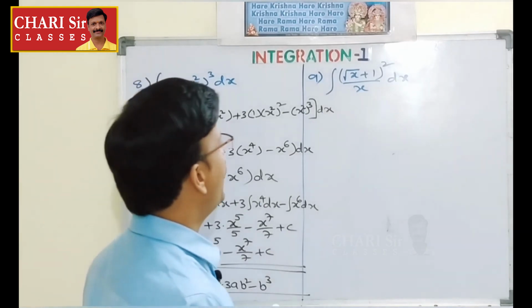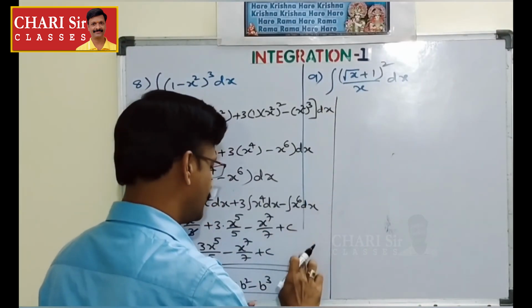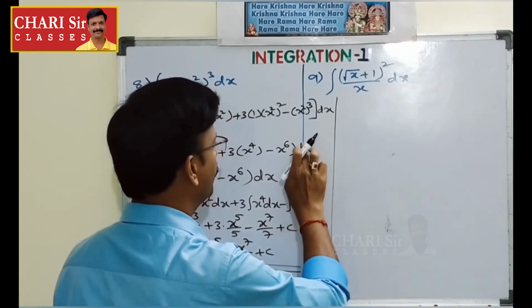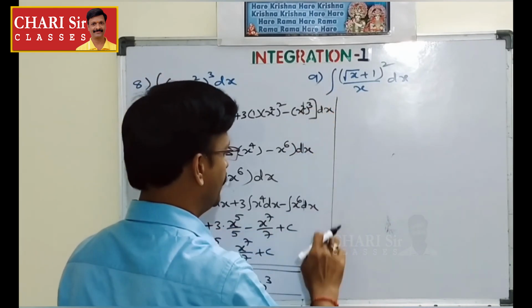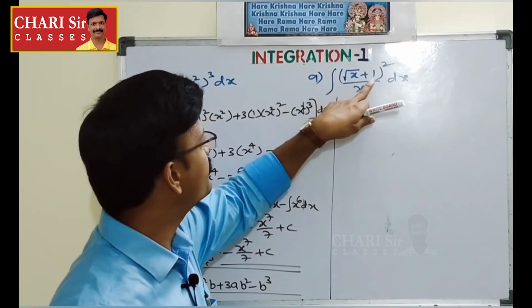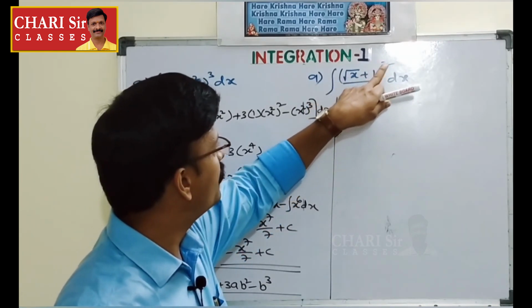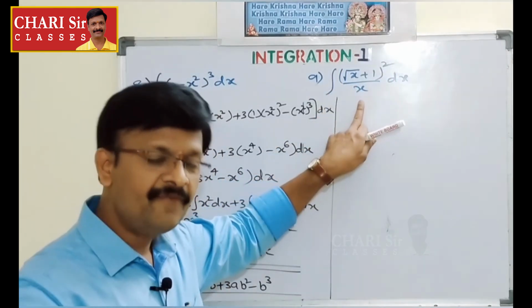Next, the ninth question. Here the ninth question is given. So this ninth question you can see here. In this ninth question it is given: integration of root x plus 1 whole square by x. Here also, what to do? First, root x plus 1 whole square we need to expand. After that, we need to divide with x. Then we need to integrate.